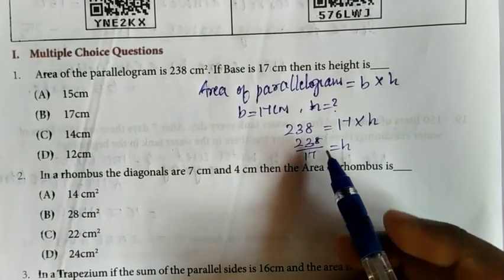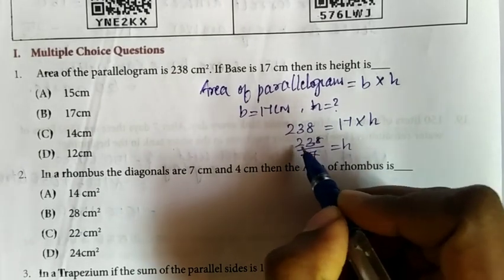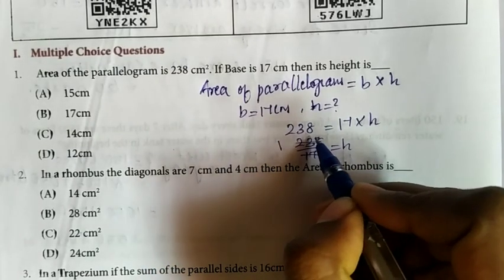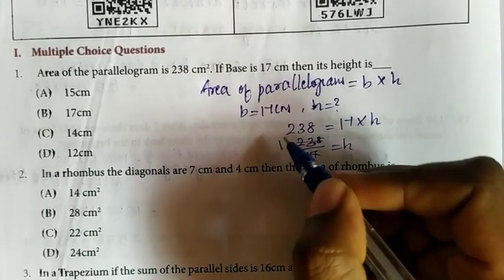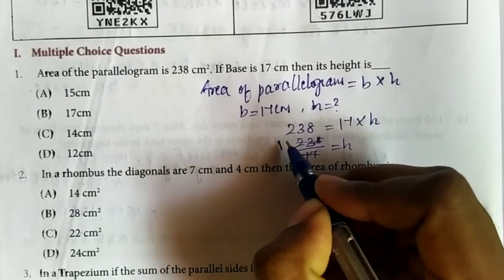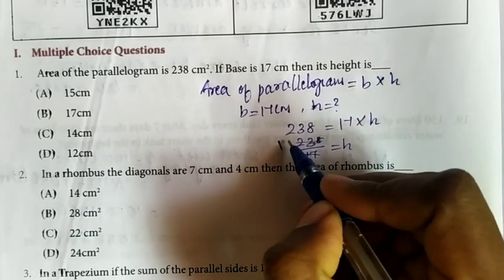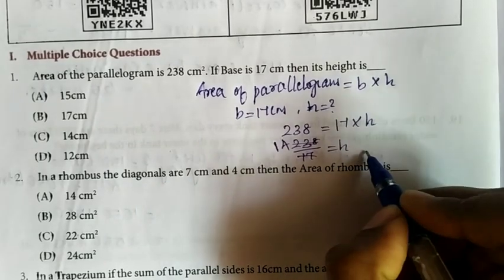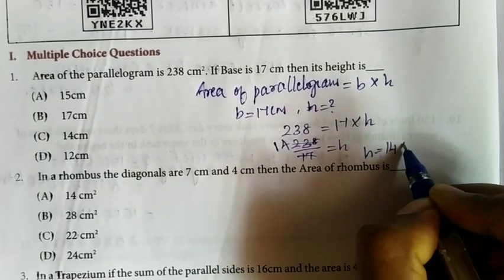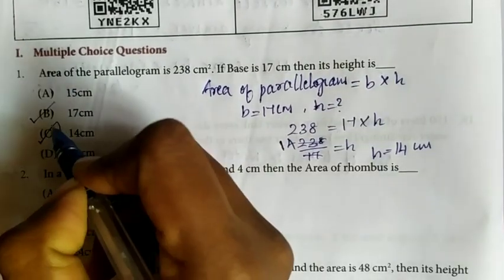While cancelling this, we get 17 is 17, remaining 6, 68. 17 into 4, we get 68. So h is equal to 14 centimeter. Answer is option C, 14 centimeter.